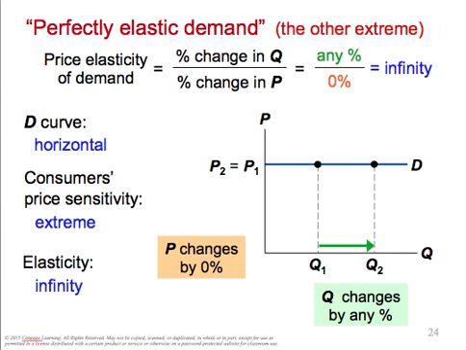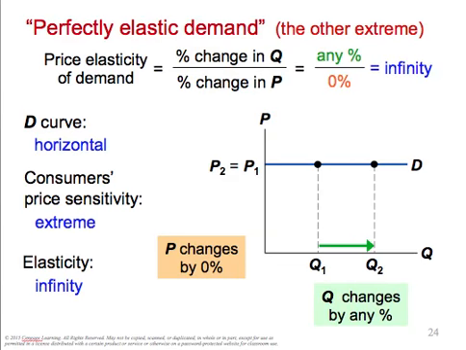Now let's look at the other extreme case. A demand curve that's horizontal. Consumers' price sensitivity is extreme, elasticity is infinite. Price changes by 0%, quantity changes by any percent. Extreme price sensitivity means that the tiniest price increase causes demand to fall to 0. So price goes up to here, it goes to 0. There's no demand.